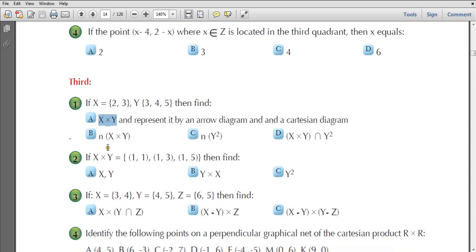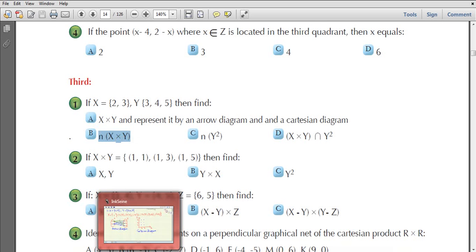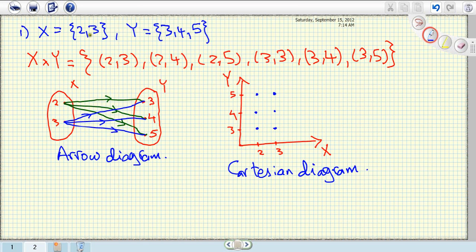Okay, we have simple questions here about n(x × y), which is the number of ordered pairs of x and y. So the answer here is, actually we know x has 2 elements and y has 3 elements, so the number of ordered pairs is 6. If you count them, you'll find that they are 6. Let's use red color. This is letter A, and for letter B, number 1, the answer is 6 ordered pairs.